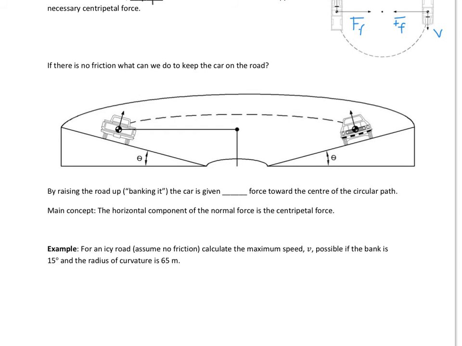By raising up the road, by banking it essentially, the car is given a centripetal force toward the center of the circular path. And that means there has to be something that's causing it, right? The cause of that centripetal force, the main concept here, is the horizontal component of the normal force. The horizontal component of the normal force is going to supply Fc in these situations. Okay?